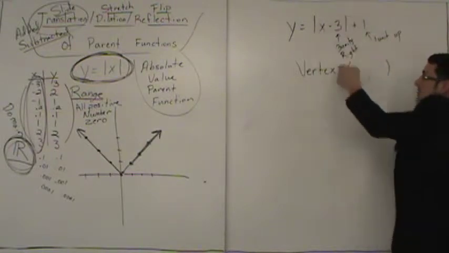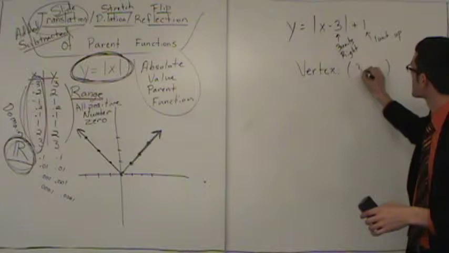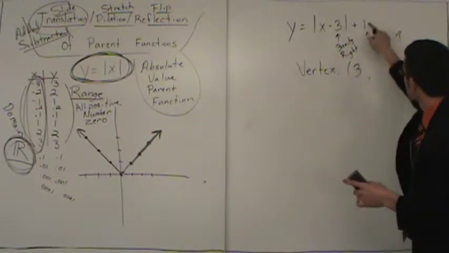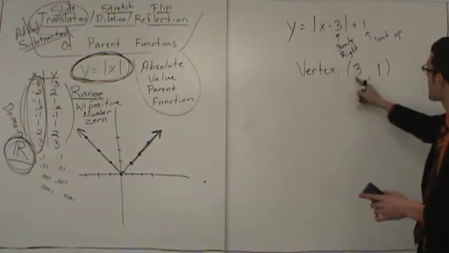So if we have minus 3, the vertex will be the opposite of what's inside. So minus 3 becomes what? Positive 3. This is your x value. And what's on the outside, leave it alone. The positive 1 will stay positive 1. So we get the point, positive 3, positive 1.